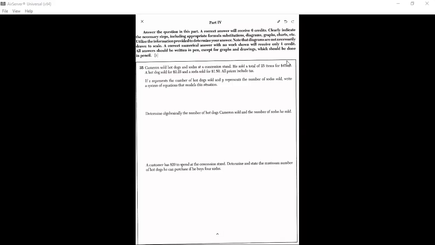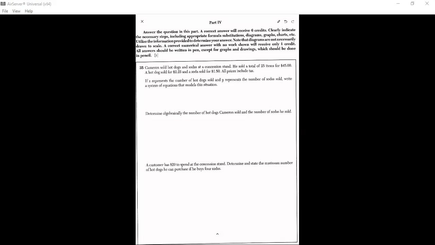Hey guys, this is Mr. H. I am doing question 35 from the August 2025 Algebra 1 Regents exam. This is the last question. It's a 6-point question. It's a word problem, and it's a system of equations. So let's read it and then let's go.